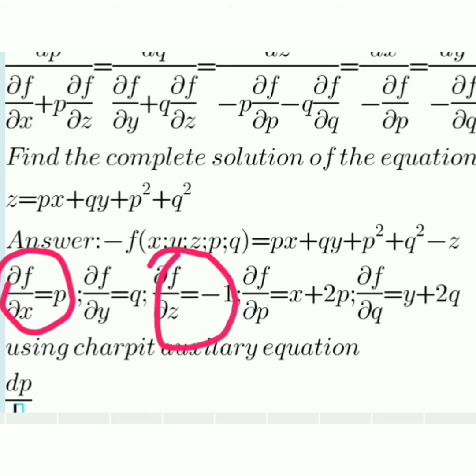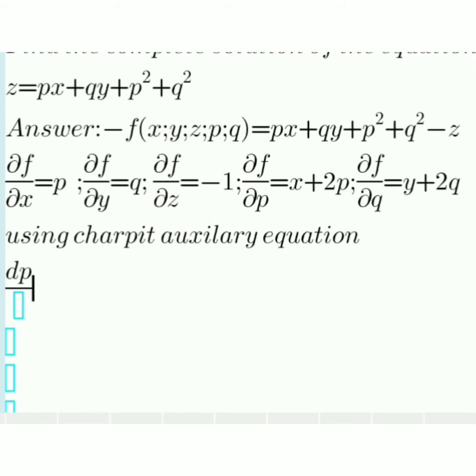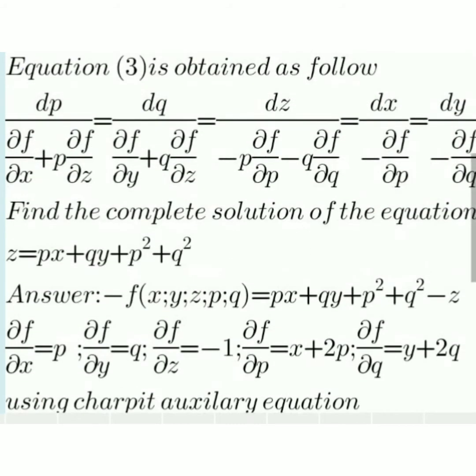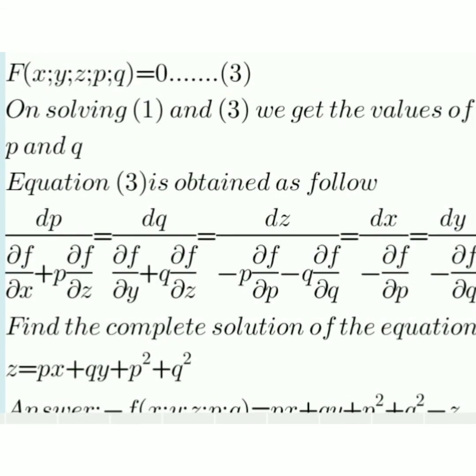So friends, whatever I get: p minus p, because del f by del z is equal to -1, p into -1 is equal to minus p, and dq divided by q minus q. Because I multiply, you will see that del f by del z is -1 and del f by del y is equal to q. So q minus q is equal to 0.